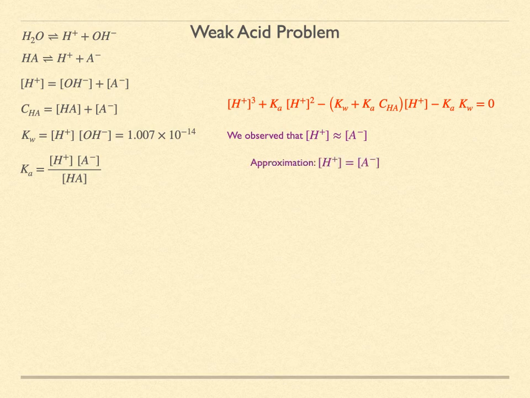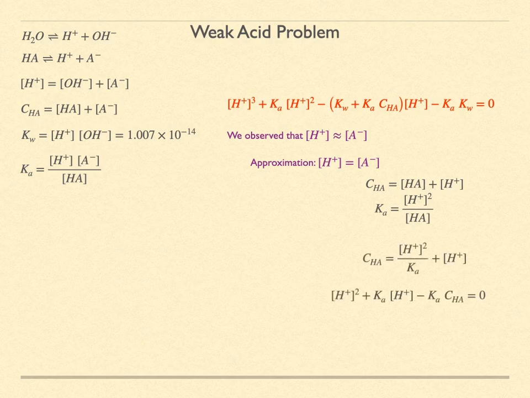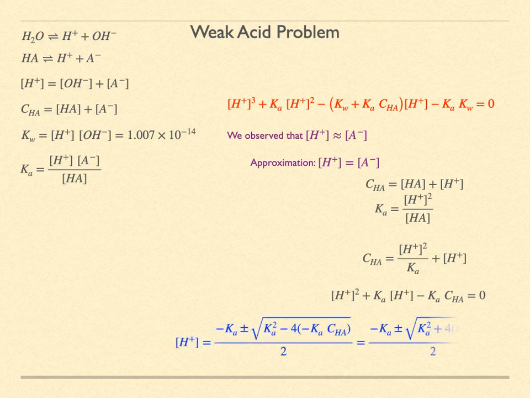We make this approximation and can switch in H plus for A minus in the equations. We modify the mass balance equation and the acid equilibrium expression, solve for HA and substitute into the mass balance equation, and we find the quadratic expression that can be rewritten. The solution using the quadratic formula gives us this. Now, there are other kinds of approximations we can consider.